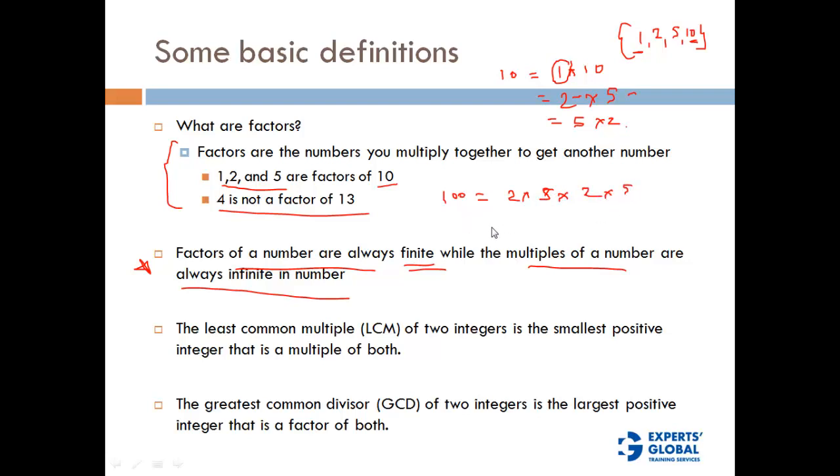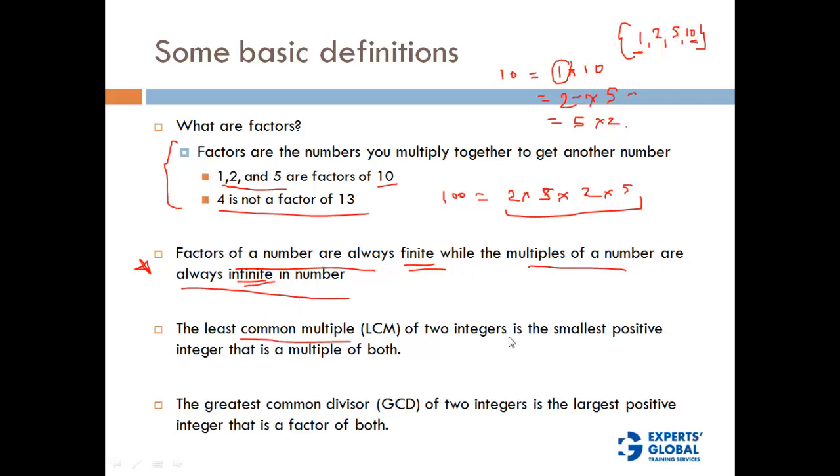Correct? So there is always going to be a finite set of factors for any given number, right? Whereas the multiples of a number are going to be infinite, that we just saw in the last slide. So just remember this point: factors of a number are finite while multiples are infinite.